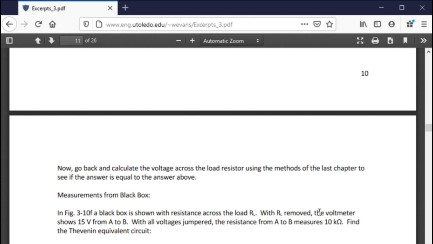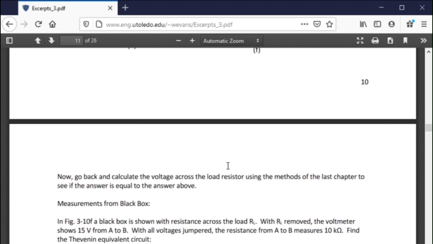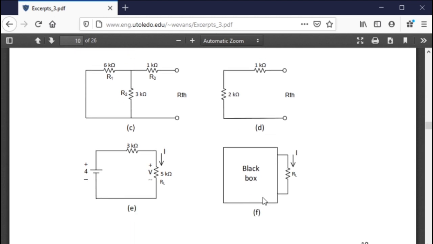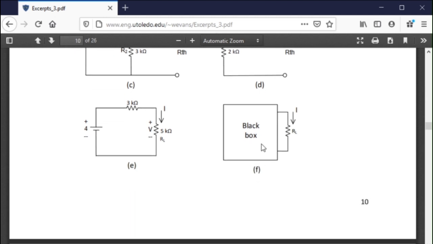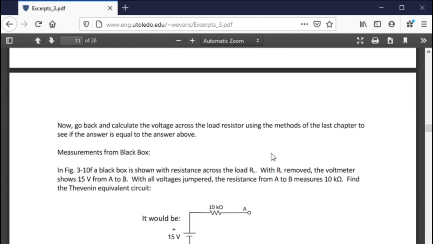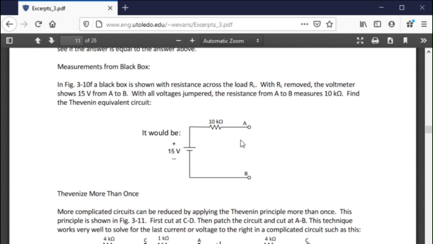In this case, you remove the RL, use a voltmeter, and find the voltage from A to B, and that's your V Thevenin. Then with all voltages jumpered, the resistance from A to B is measured at 10K, so that's your R Thevenin. In other words, I would have to jumper out my voltage supply, but if I did that, I could find out what my equivalent circuit is for this circuit right here. There's another way to do it as well, but that gives you the idea that you can find the value of a black box, the value inside that black box.